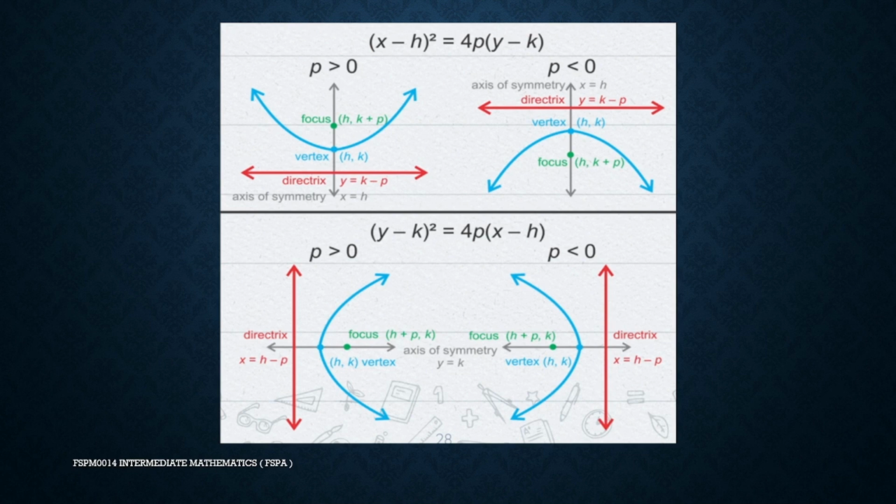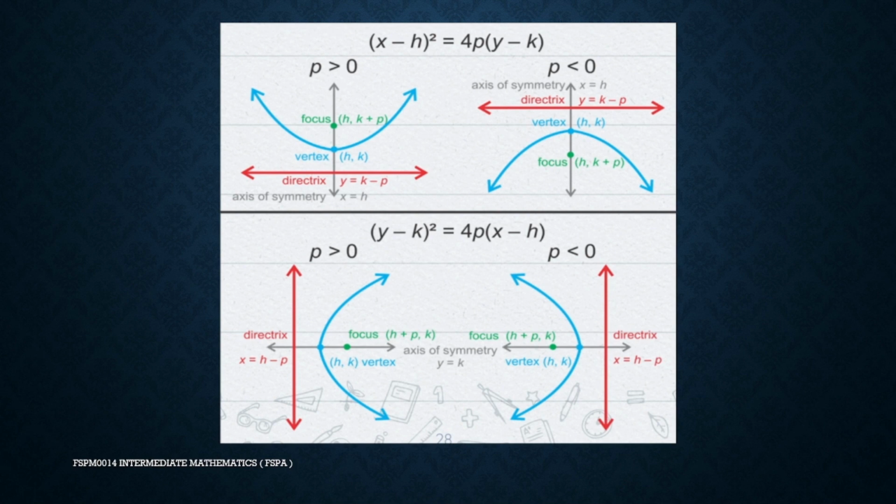And there are two standard equations that can help us to differentiate how the curve looks. If the standard equation is (x - h)^2 = 4p(y - k), then the curve will open upwards or downwards. While if the equation is (y - k)^2 = 4p(x - h), then the curve will open to the right or to the left.